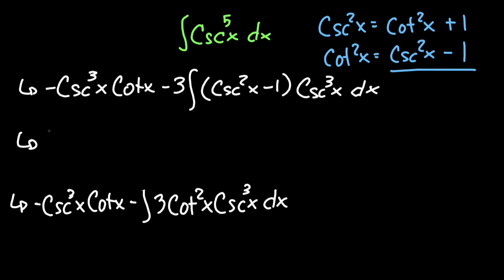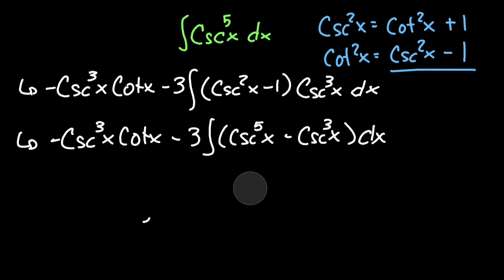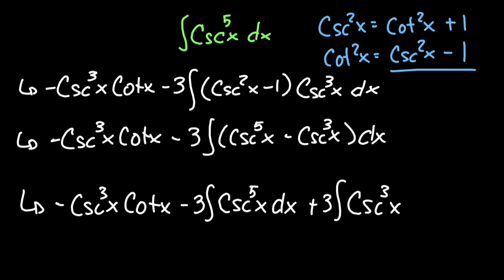Distribute cosecant cube of x. So this would be cosecant to the power of 5x minus cosecant cube of x dx. And split the integral apart. So this would be negative 3 the integral of cosecant to the power of 5x dx minus 3 the integral of, but since what we have here is both negative, this would be positive 3. Now we had reached the point again where we see the integral of cosecant 5 of x, which is also the same as the problem. So let us just equate this to each other.